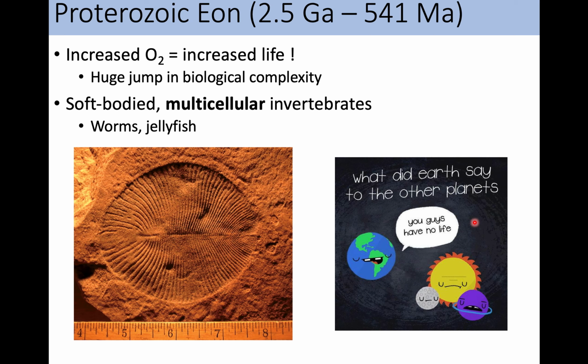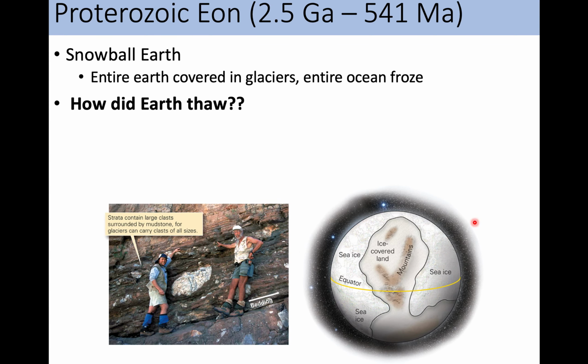We also had a large jump in the complexity of life on Earth. With this increased oxygen, a lot more life was able to form and grow and evolve. So we had the first worms and jellyfish, things that were soft-bodied, so we didn't have shells quite yet, but the first multicellular life. The first multicellular life was formed because of this increased oxygen in our atmosphere. So this was all in this Proterozoic eon.